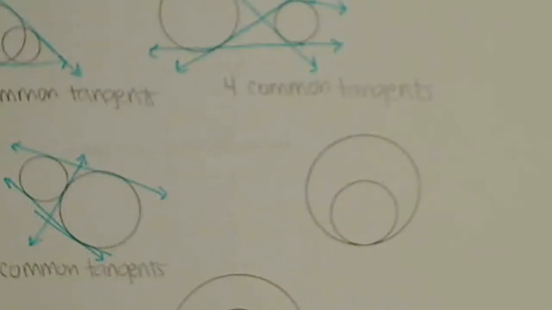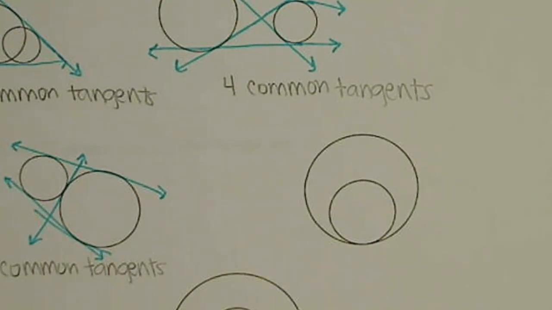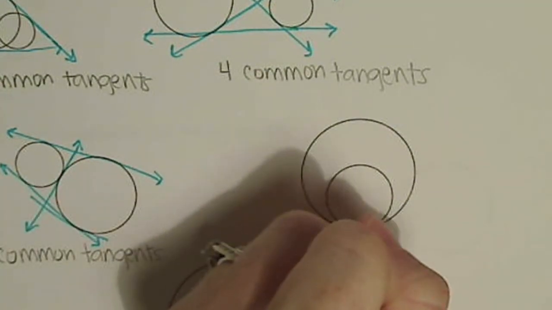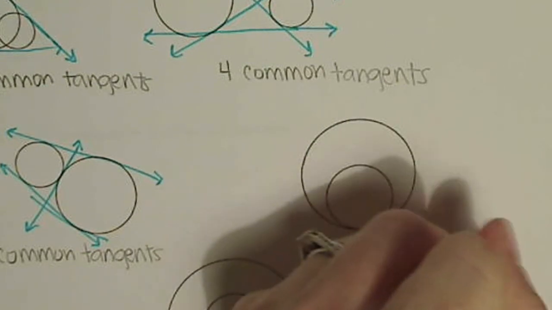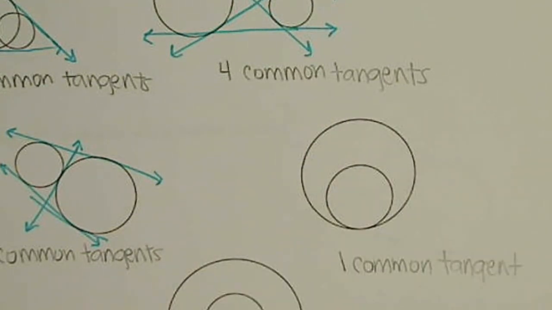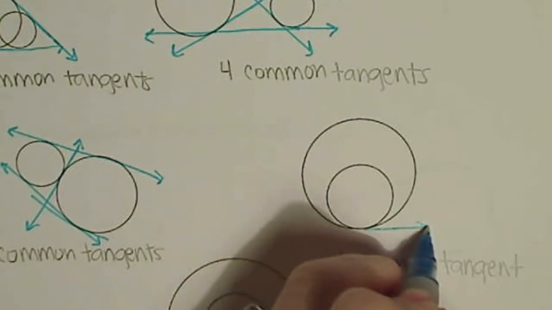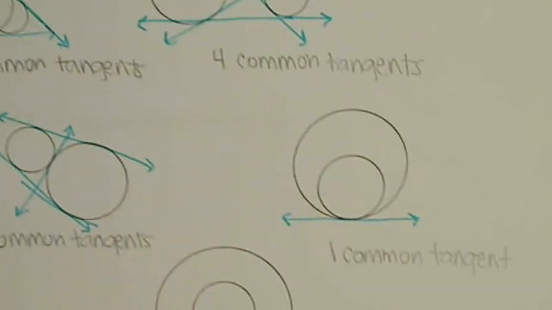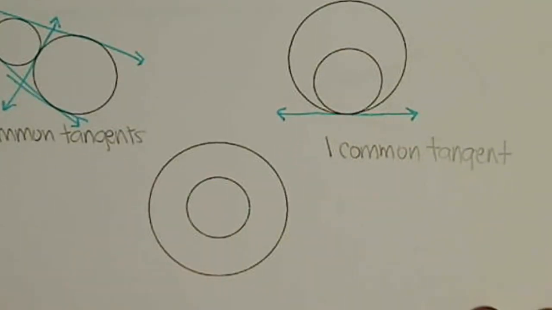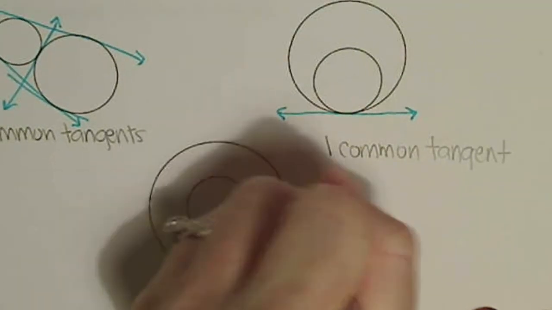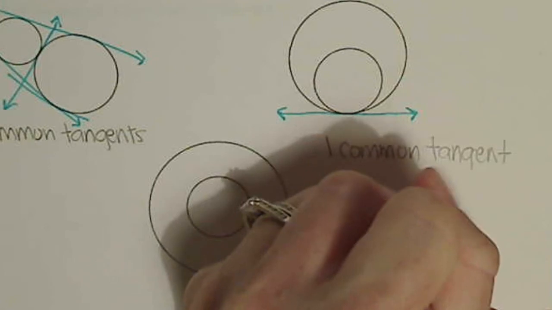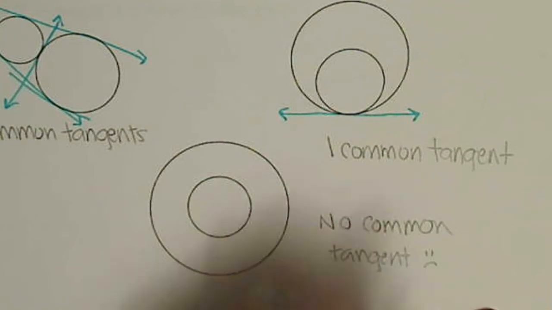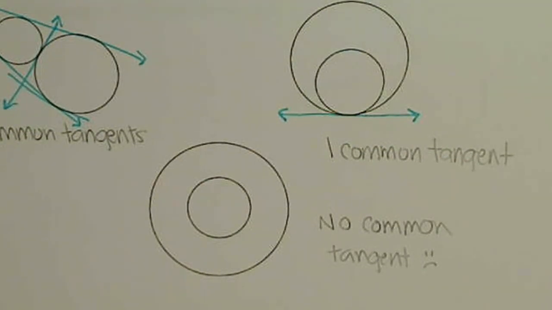In our next picture, we have a circle inside of a circle, but it does touch somewhere. So this only has one common tangent. And that tangent is right here along the bottom. That's the common tangent. And our last picture, these are concentric circles. Remember, circles inside of each other. And since they don't touch each other at all, they cannot have a common tangent between them. So no common tangent there.